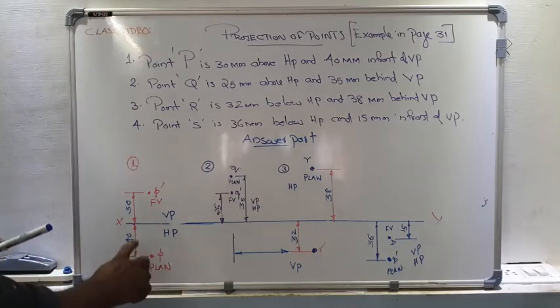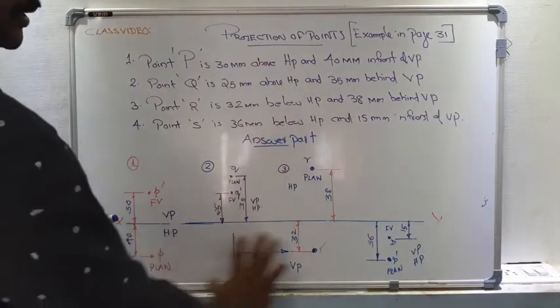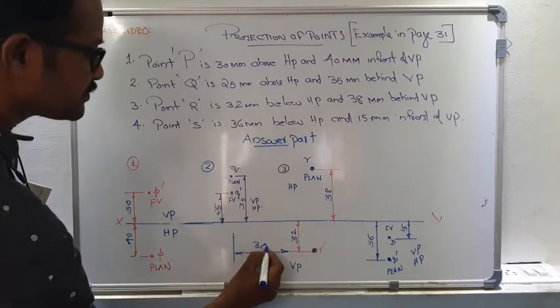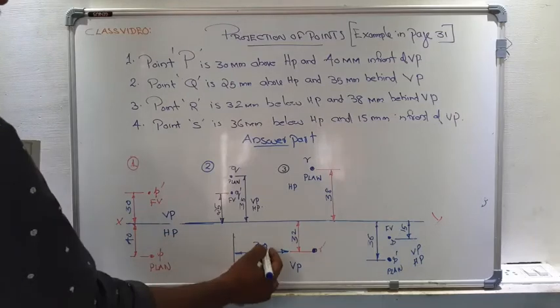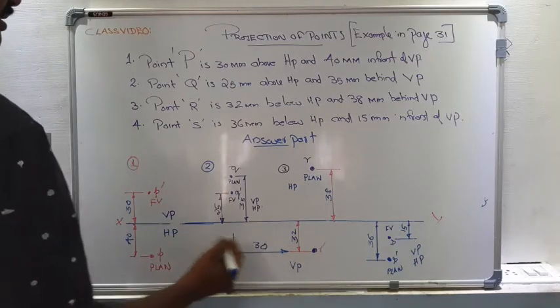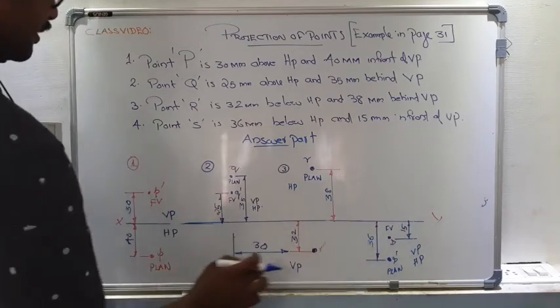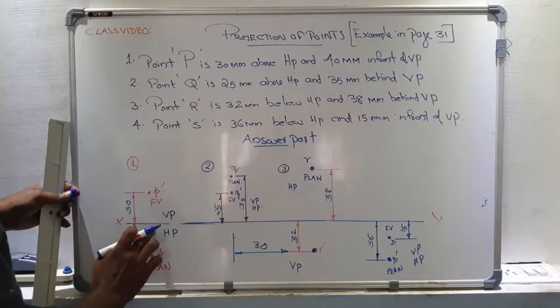First we have to draw the XY line. We have to attempt all the questions in a common XY line, keeping 30 mm apart. Every question has a 30 mm distance. Now first we have to draw an XY line. Now attempt the first question here.